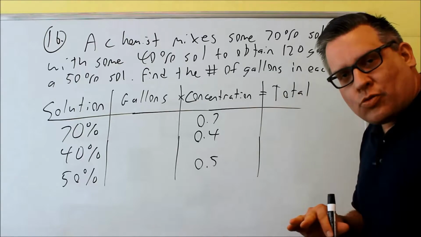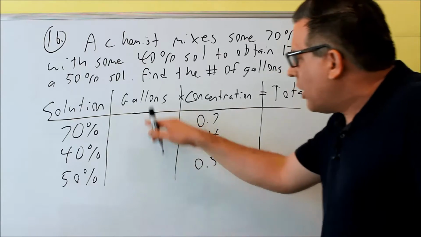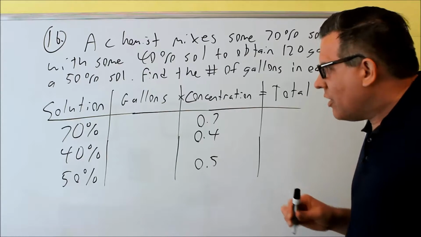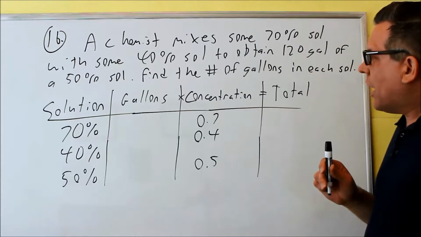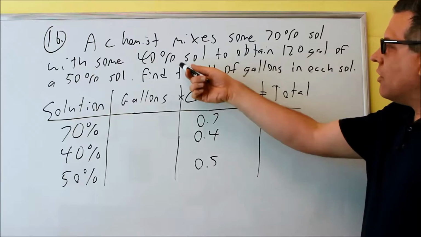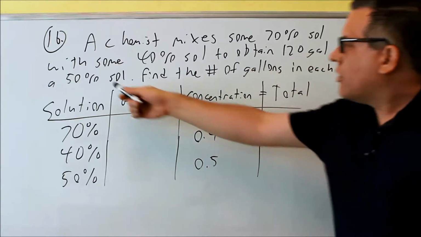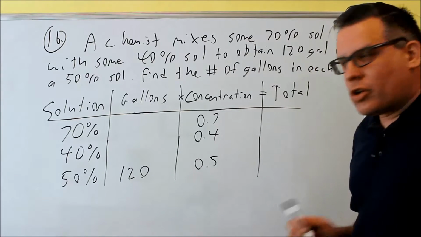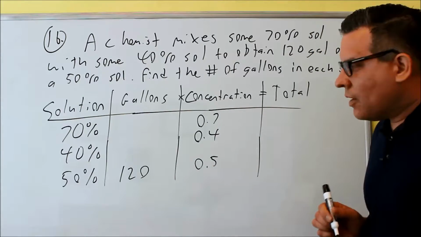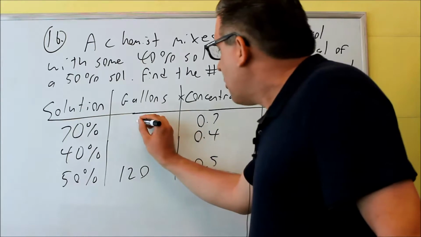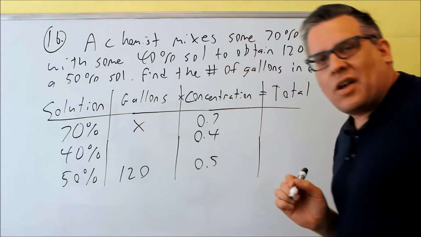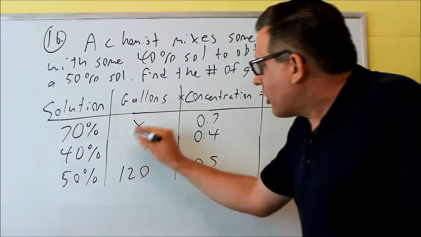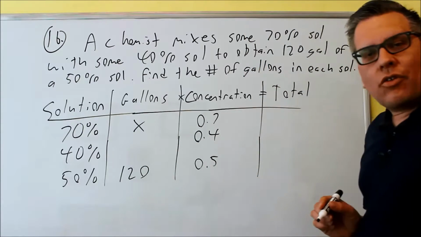Now, here's where the algebra comes in. We want to come up with algebraic expressions for the gallons. It's not telling us how much we have of each, but we do know that there's 120 gallons of 50% solution, so that's the only one we know for sure that we can put there, 120. Now for the other ones, I'll label one of them as x because I don't know how much I have. So now we have to come up with an expression for the 40%.